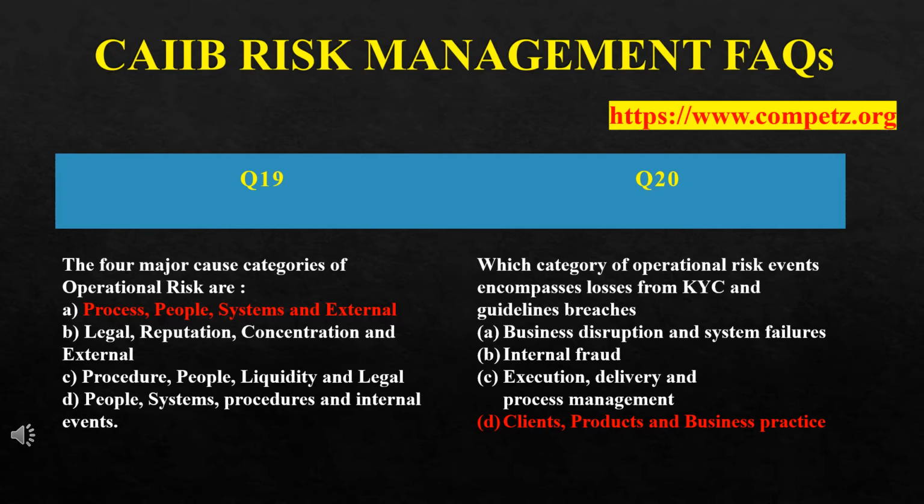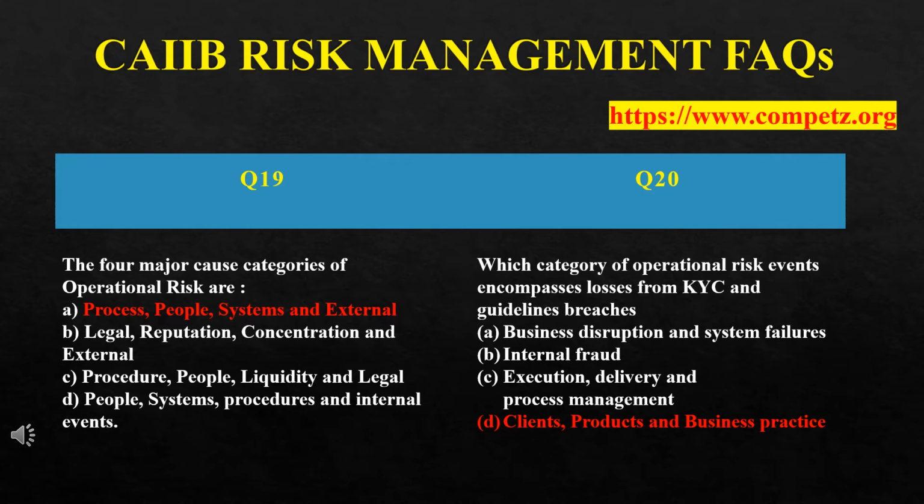I would repeat once again the question: which category of operational risk events encompasses losses from KYC and guidelines breaches? There are 4 options given: business disruption and system failures; second, internal fraud; third, execution, delivery and process management; the fourth is clients, products and business practice. Now, what would the answer be?